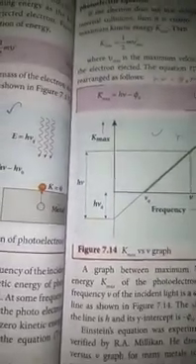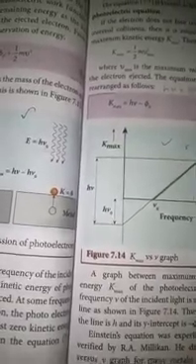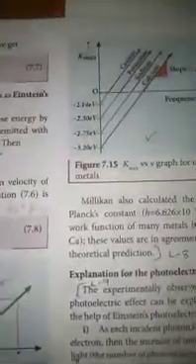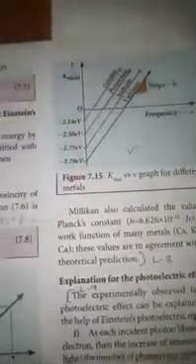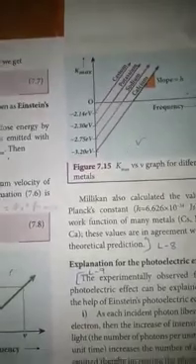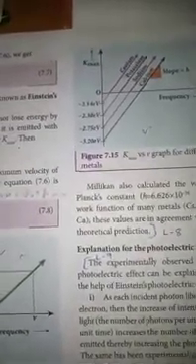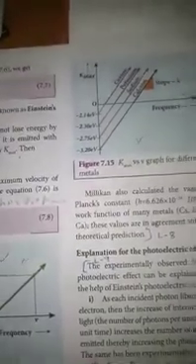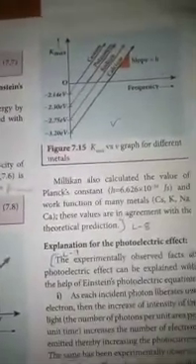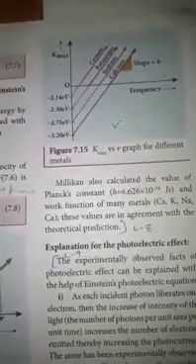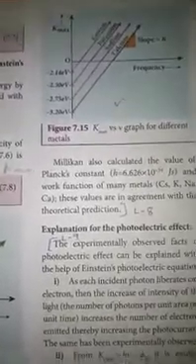The Einstein equation was experimentally verified by R.A. Millikan. He drew the graph between the same quantities, kinetic energy and frequency. R.A. Millikan found that the slope is independent of the metal. We get h, which is independent of the metal. That means h is a constant.